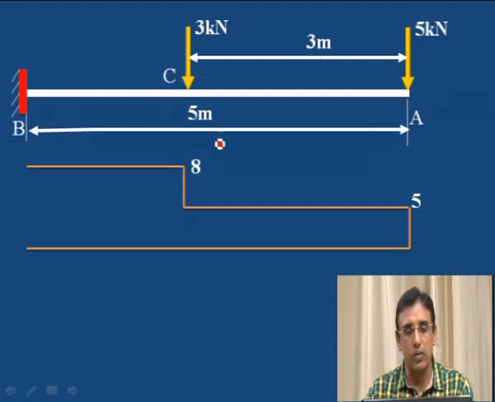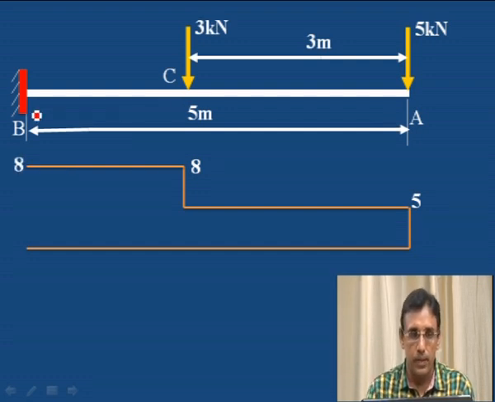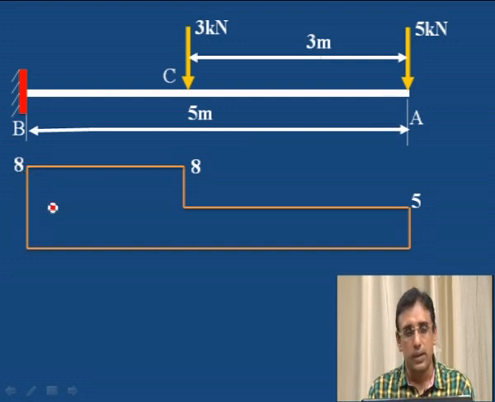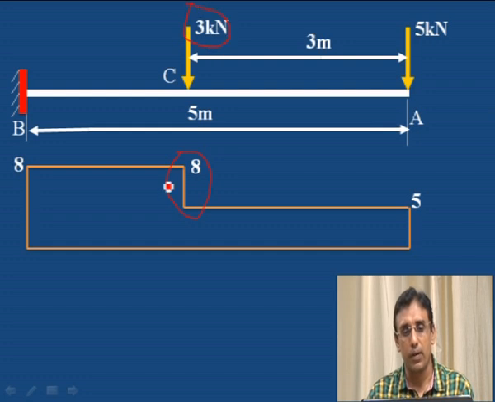Then again, no change of shear force from C to B, that is 8, same remains constant. Then close this. Here we can observe a step is there. This step is equal to 3 kilonewton. From here to here, 8 minus 5, that is 3 is the difference, vertical drop. This point here is the 5, therefore this vertical drop is 5.